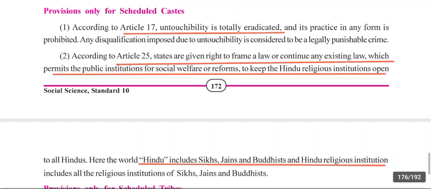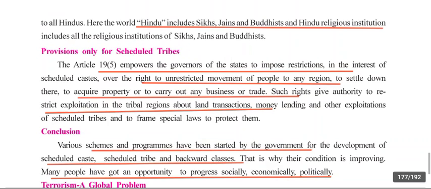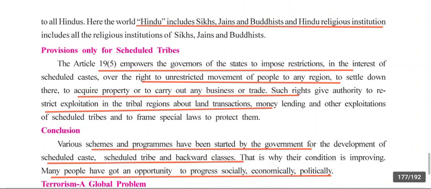Hindu includes Sikhs, Jains and Buddhists, and Hindu religious institutions include all the religious institutions of Sikhs, Jains and Buddhists. So Sikhs, Jains, Buddhists as well as Vedic, all of these are part of Hindu. Now this is specifically written here because all these four religions originated from India. All other religions which are practiced in India are foreign religions. Only the Vedic, Jain, Buddhist and Sikh religions started in India. We can say they are Indian religions.